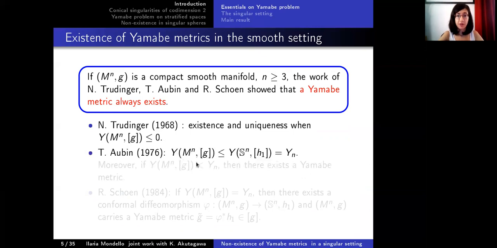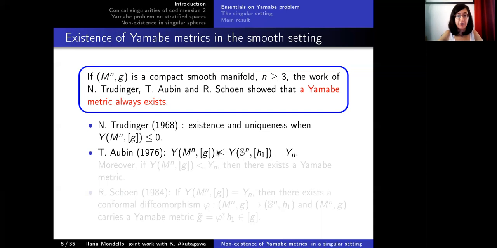Later on, Thierry Aubin showed an important inequality that was used a lot after that, which is the Aubin inequality, and it showed that the Yamabe constant of a manifold of dimension n is always less or equal than the Yamabe constant of the sphere, the round sphere of the same dimension. Why this?